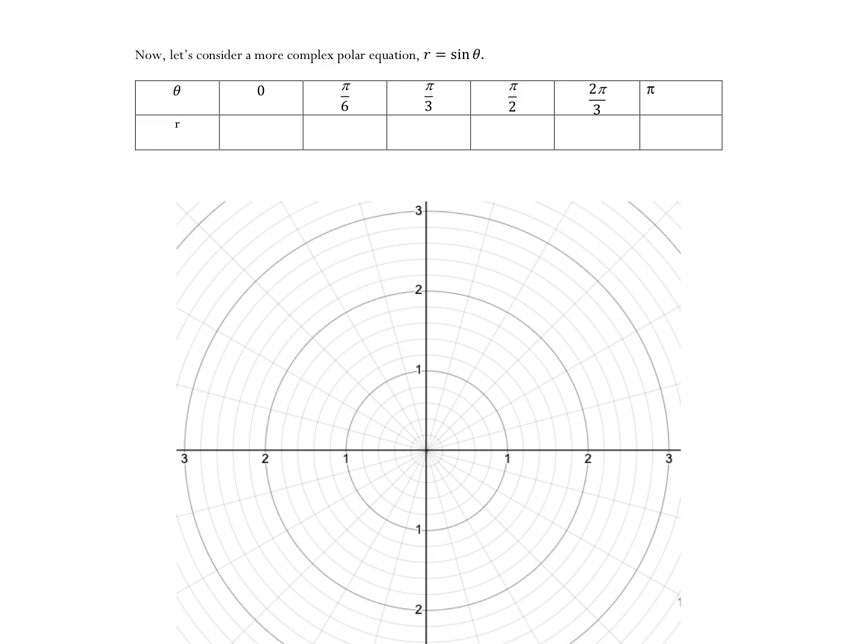So, if r is equal to the sine of theta, what is the sine of 0? 0. What's the sine of pi over 6? 1/2. Square root 3 over 2, yeah? Pi over 2 is 1. 2 pi over 3 is square root 3 over 2. You guys, I missed the 5 pi over 6 in the middle, so I'm going to add it on the end.